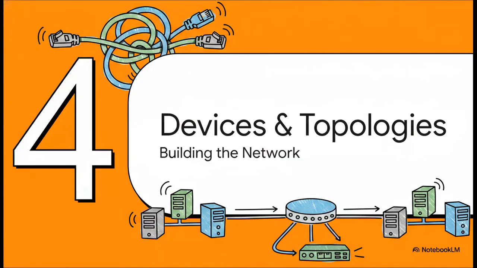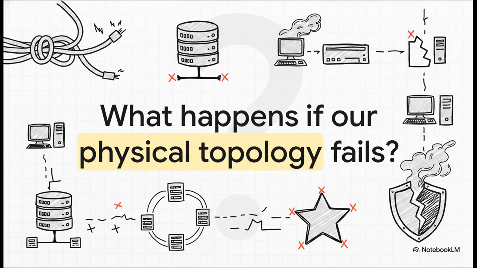Okay, section 4, devices and topologies. We've got our media, now let's look at the actual hardware living at layer 1 and how we physically arrange it. I want you to put your network admin hat on for a second. Imagine you're facing a massive outage. Here's your troubleshooting scenario. What happens if our physical topology completely fails?